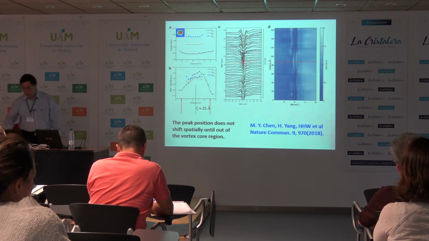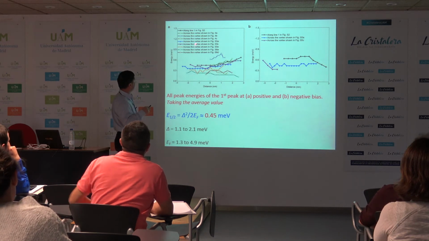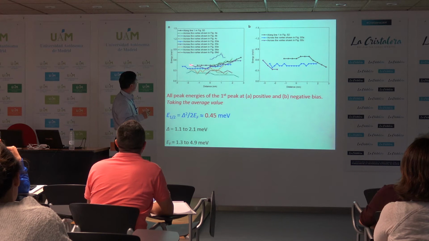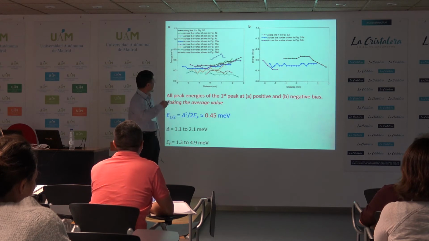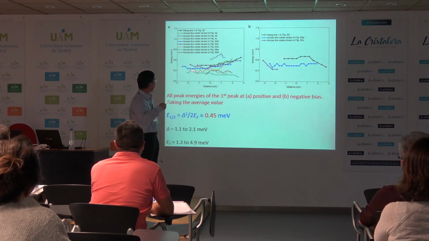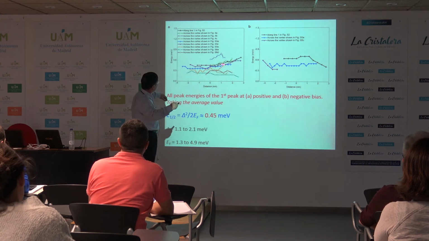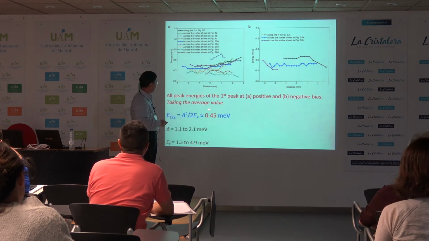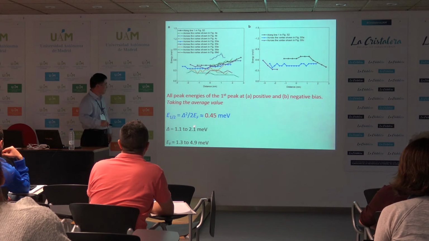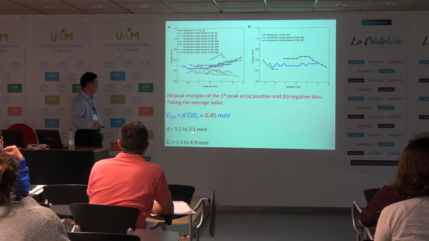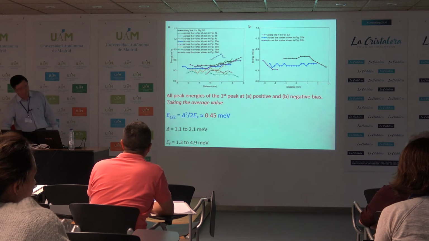We also put all this data together for the first energy level, which is detected from all vortices. For some vortices we see only one peak, for example this one, but for others we have three peaks. Then we take only the first order of them, and all the data is located here. So we take the average, and find the average value is about 0.45 mV. We use this formula to calculate: if we take a gap value from 1.1 to 2.1 mV, then the Fermi energy corresponds to 1.3 to 4.9 mV. So that's a very small Fermi energy.